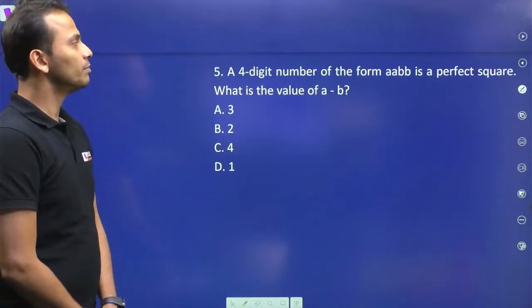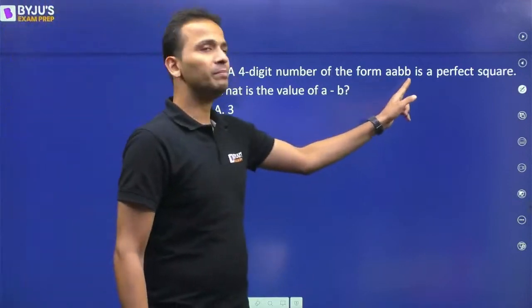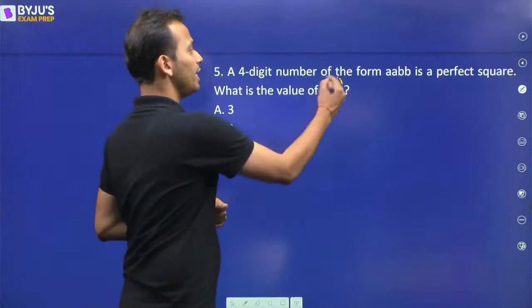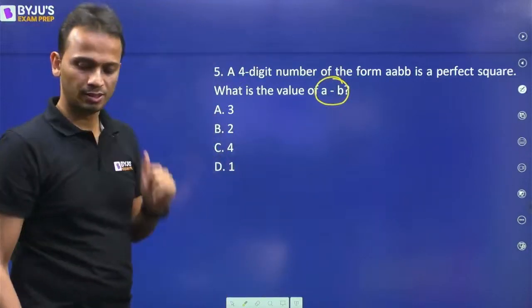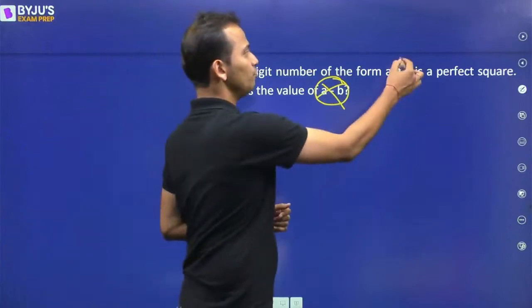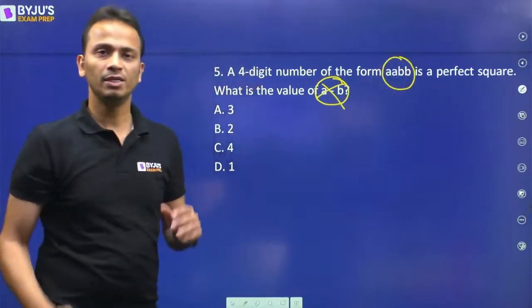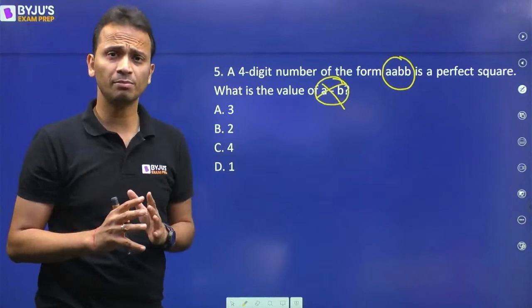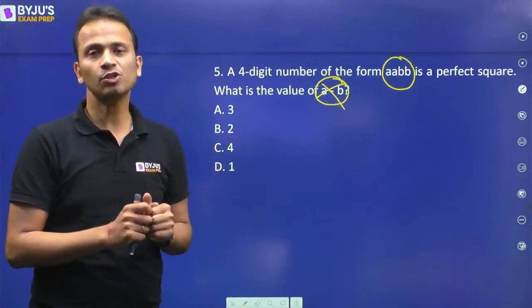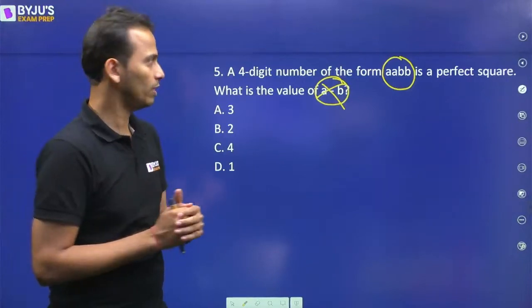A 4-digit number of the form AABB is a perfect square. What is the value of A minus B? Now leave behind the value of A minus B. First of all, you'll have to find out what this number is. This is a perfect square, a 4-digit number of the form AABB. So the first two digits are equal and the next two digits are equal.